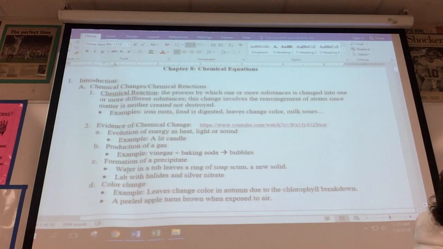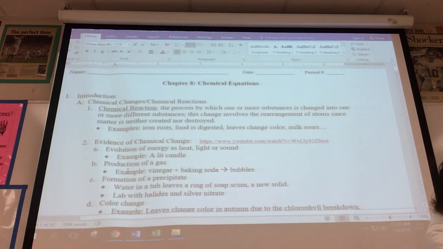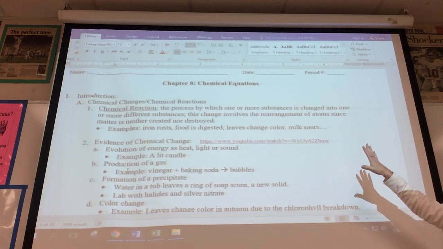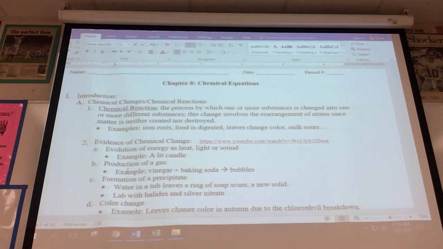Initially, we want to review some very simple concepts in regard to chemical changes and chemical reactions. Remember, when one or more substances is changed into one or more different substances, and the change involves atom rearrangement, you are going to have a chemical reaction. The law of conservation of matter says that matter is neither created nor destroyed in a chemical reaction, so we're simply looking at atom rearrangement.